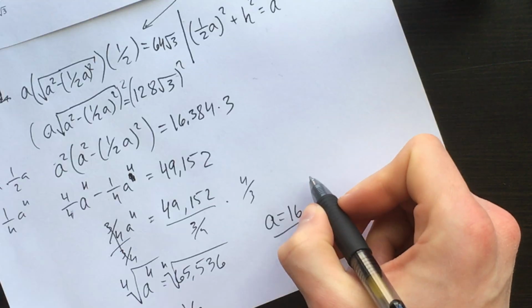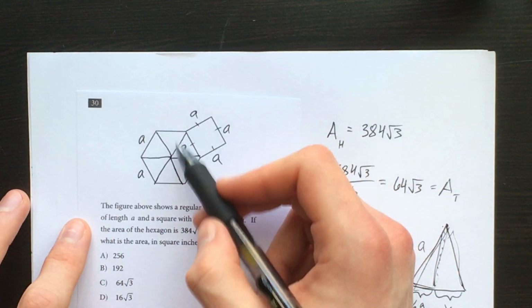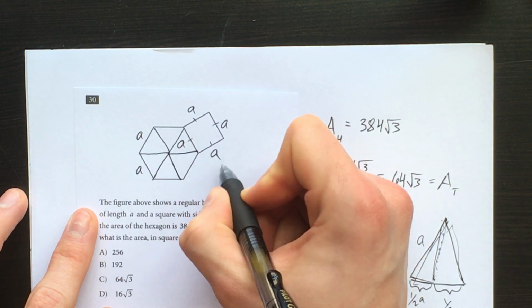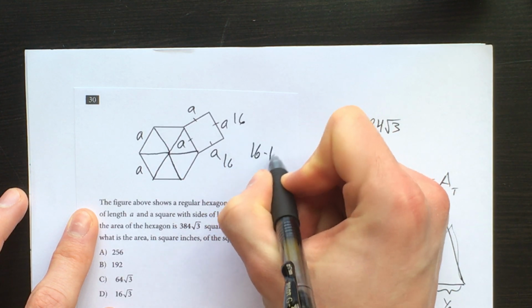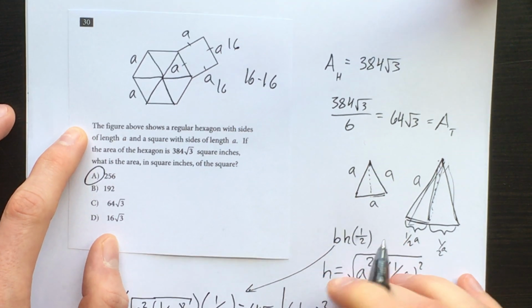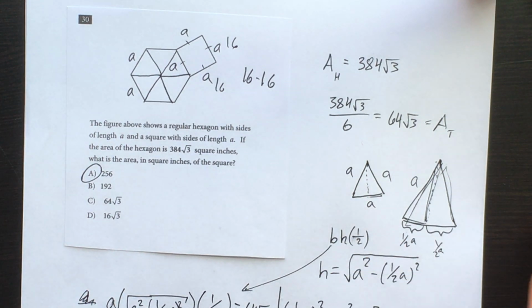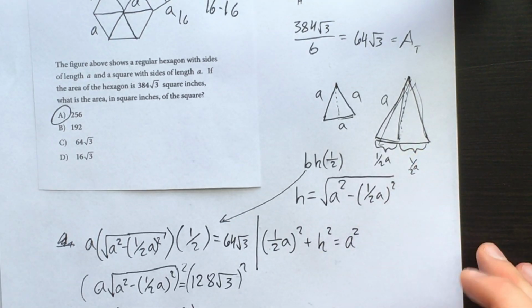Is that the answer? No, because a is just the length of one side. So what's the answer? If a is 16 and this is also 16, how do we find the area of the square? 16 times 16, which is 256. Whew. All right, congratulations on making it all the way through that. I hope that makes sense.